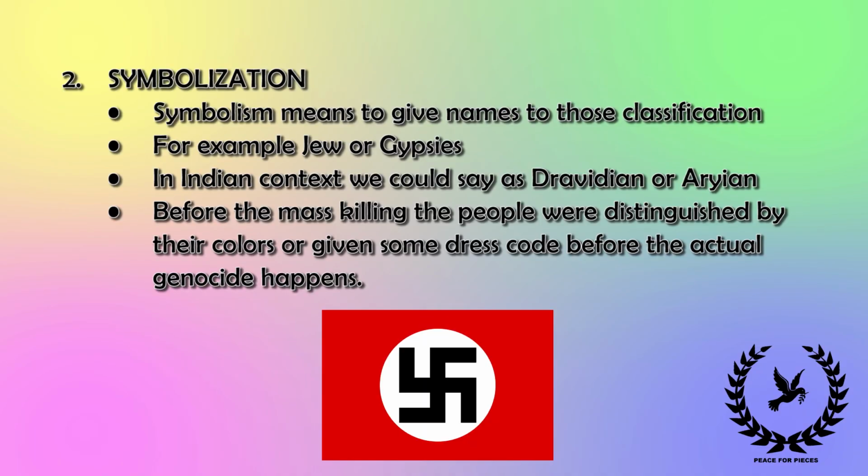The second stage is symbolization. Symbolization means giving names to those classifications, for example, Jew or Gypsies. In the Indian context, we could say Dravidians or Aryans. Before the mass killing, the people were distinguished by their colors or given some dress code before the actual genocide happens. The third stage of genocide is dehumanization.